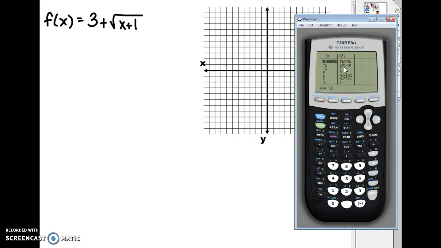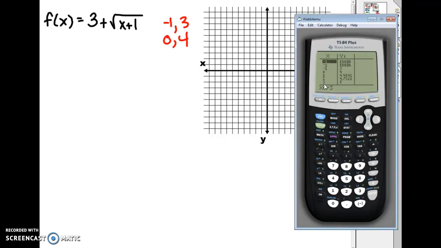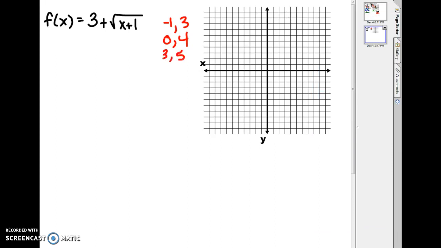So from here, it doesn't work, but it starts at negative 1, 3. So I'm going to start with negative 1, 3. Then I saw 0, 4. And then let me get one more point. 3, 5. Alright, so I'm going to draw the original. Negative 1, 3. 0, 4. And then 3, 5. 1, 2, 3, 4, 5.